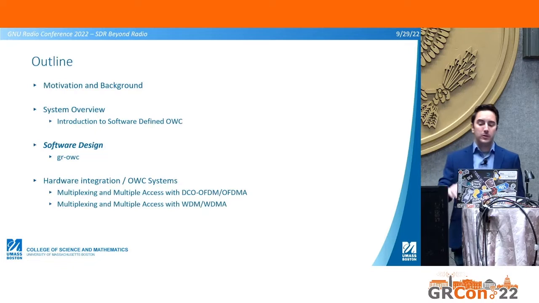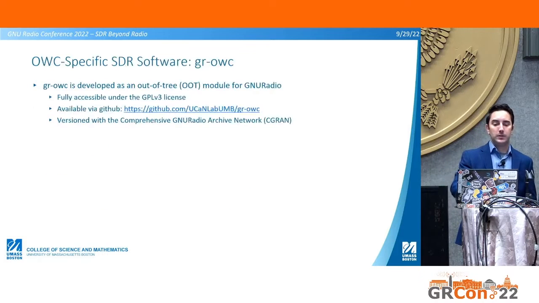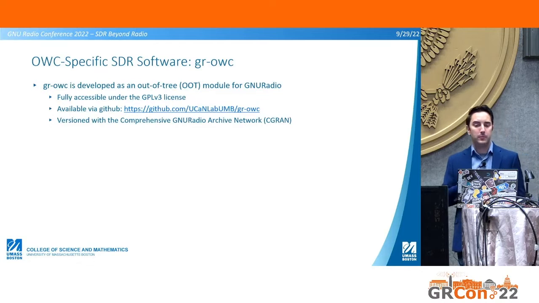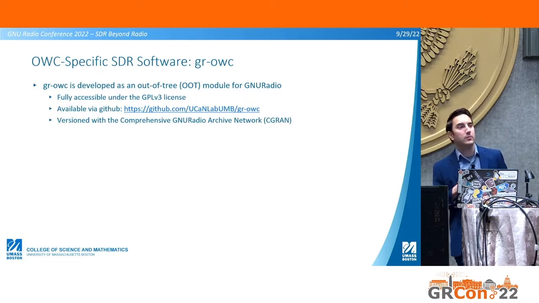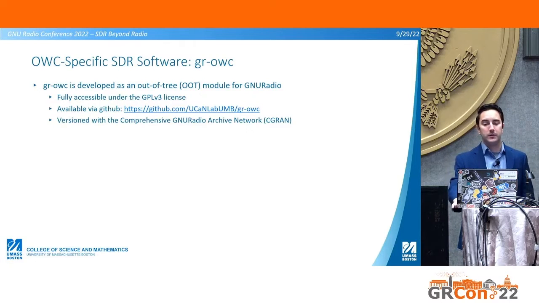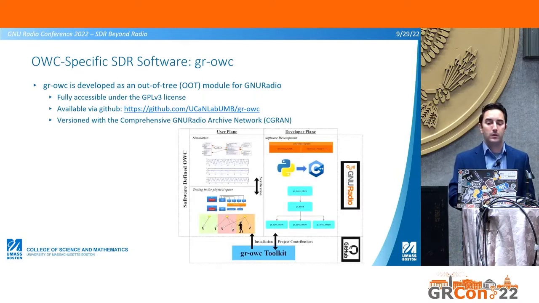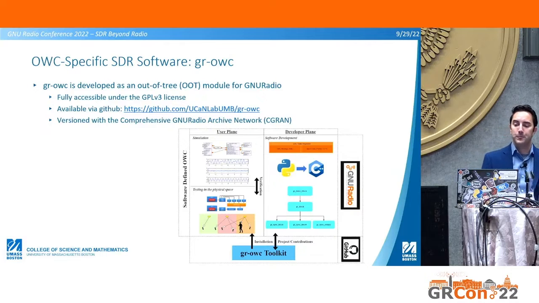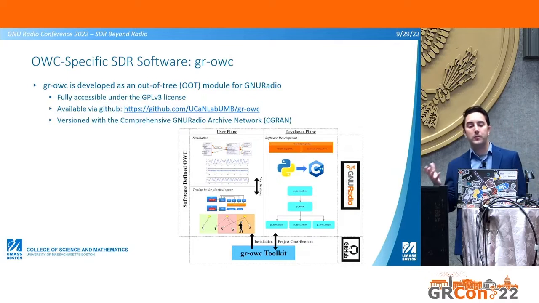With that in mind, we'll go through a little bit of the software side, and this is work that's been presented before. We have a WiMob wireless mobile communications paper tied to this GRWC library, so I won't spend too much time on this, but the basic idea is it's developed as an out-of-tree library or out-of-tree module for GNU Radio. And our hope is to implement this in a way where we sort of have the user plane and developer plane for this.